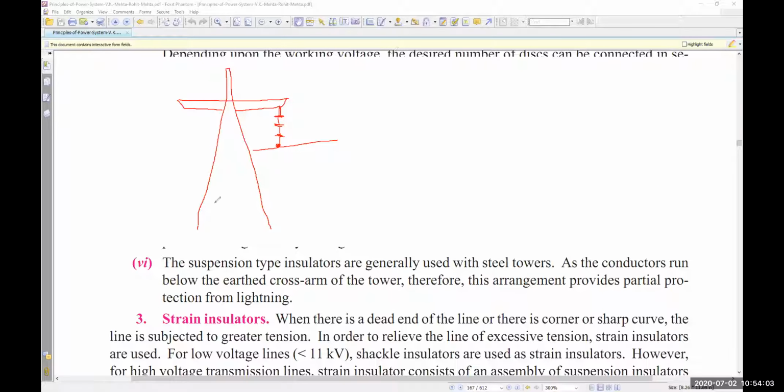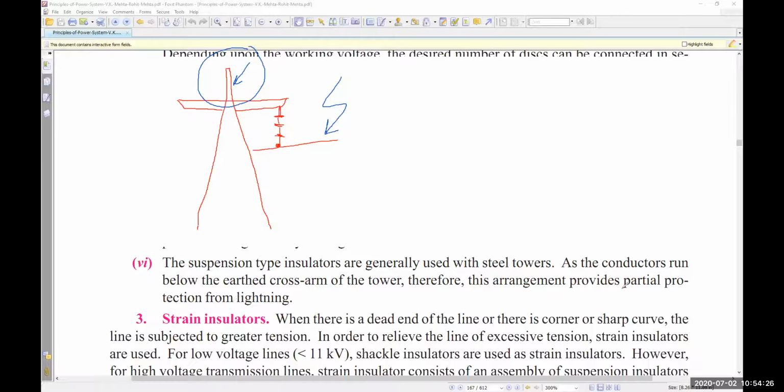Okay, if there is any lightning, where will it get stuck? Where? So if there is any lightning, it will get stuck here or it will get stuck there. I believe the lightning will be stuck here, upside, yes, because it is a steel tower. So it is giving you the partial protection.